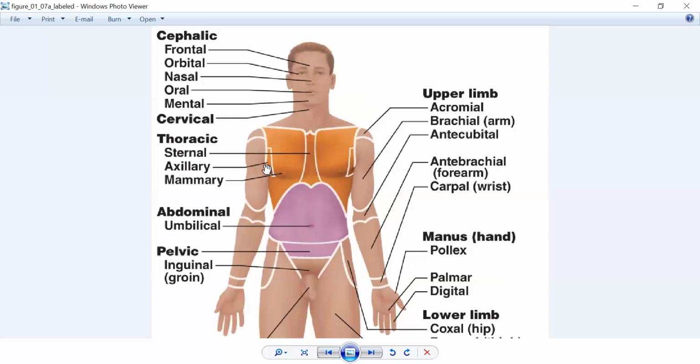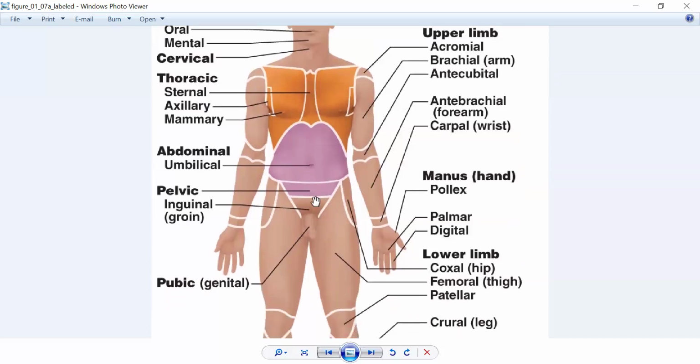Your armpit region is called axillary. Got to be careful on the spelling. Don't put auxiliary with a U. And then the area here is your mammary region. In purple is the abdominal region, and within there is your umbilical cord where it once was attached. So it's called umbilical region.